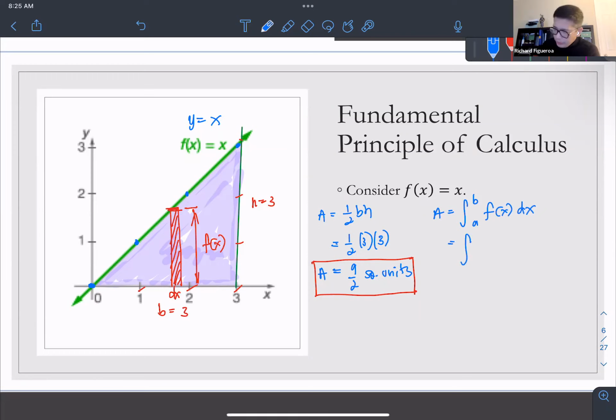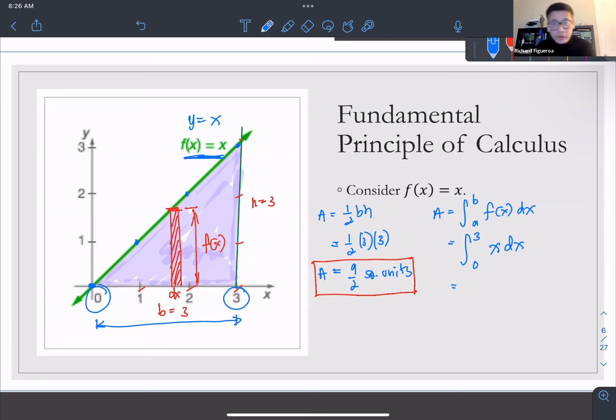So the question now, what is f of x? So f of x is this. F of x is equals to x. I'm going to change the f of x to be x, because that's the function, y equals x. And then the differential dx. And for the dx, what would be the width? This is the width from 0 to 3. Therefore our boundary would be from 0 to 3.